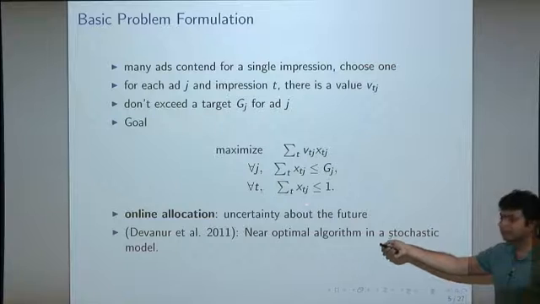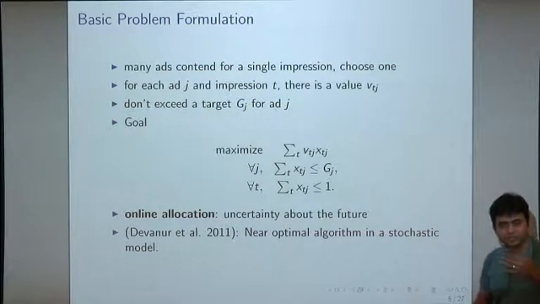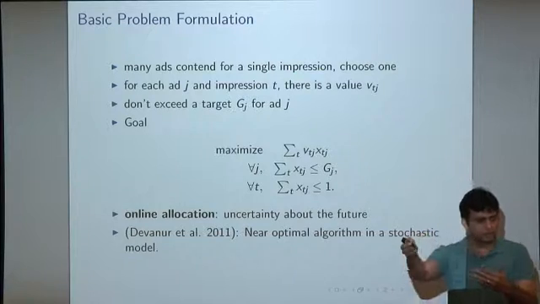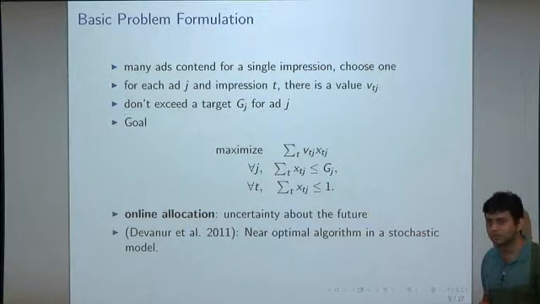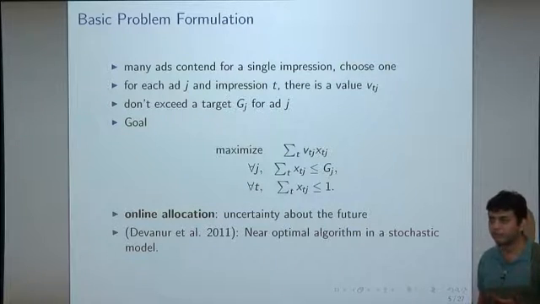Thing is, you don't know this entire thing ahead of time. The impressions come one at a time, and you have to assign the impression without knowing what impressions you're going to get in the future. So this uncertainty about the future is what makes the problem difficult.